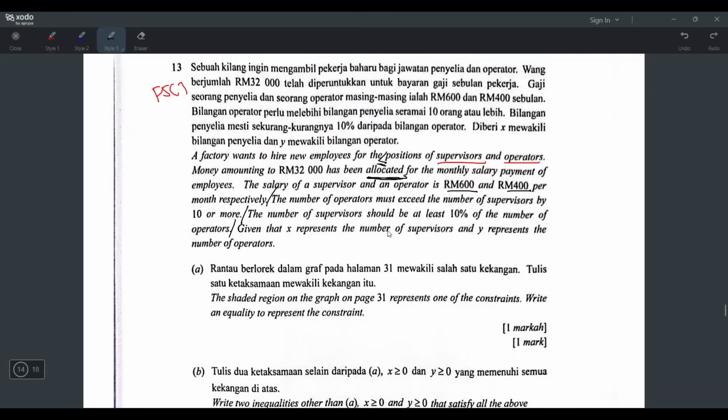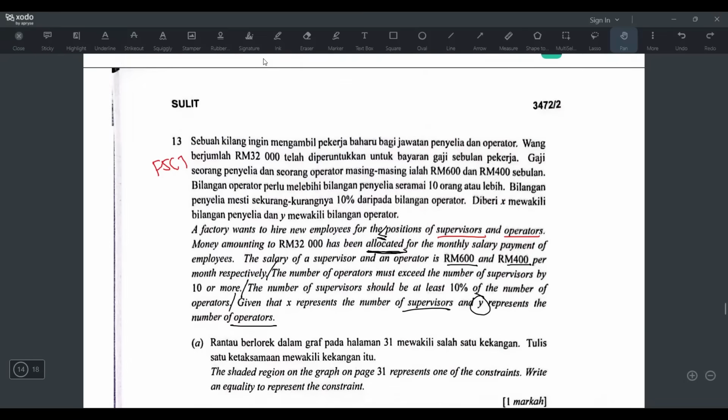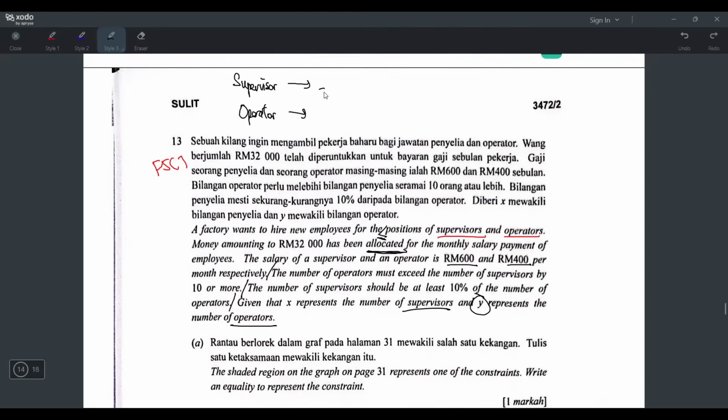Given that X represents the number of supervisors and Y represents operators. So this is what I want to know. You can see X represents supervisor. So what do I write here? Supervisor arrow, and then operator arrow, and the supervisor is X, operator is Y. Correct? And X and Y represent the number. So I can put a hashtag symbol. This symbol means number, bilangan.